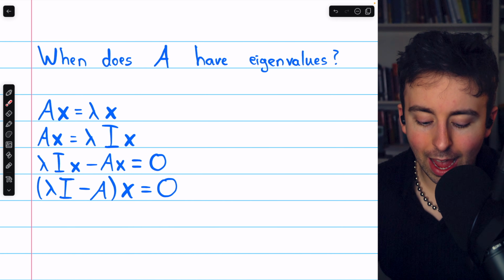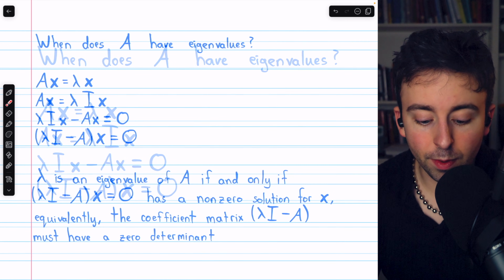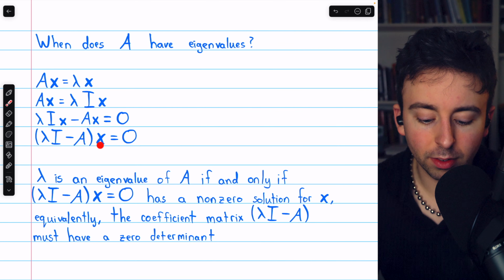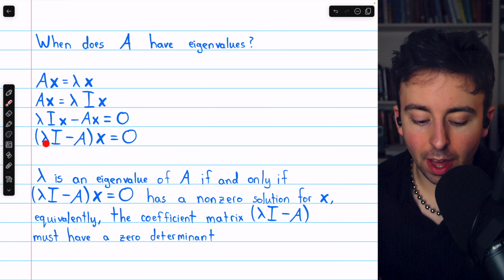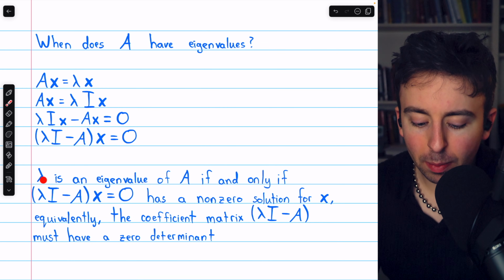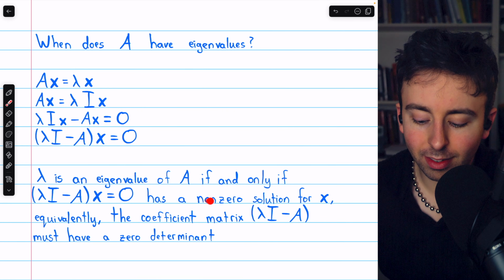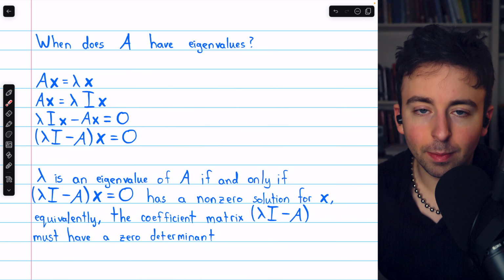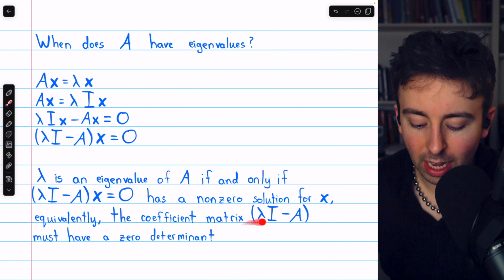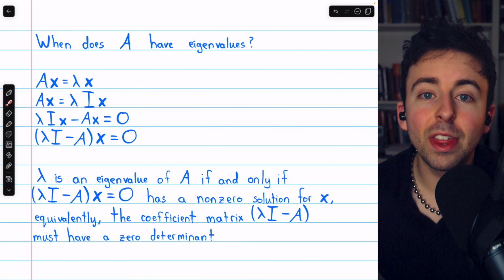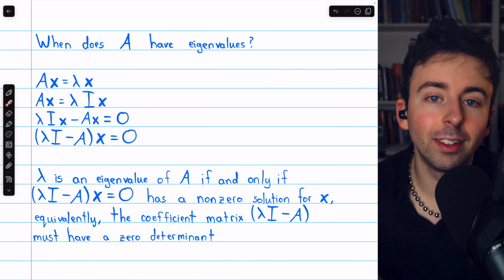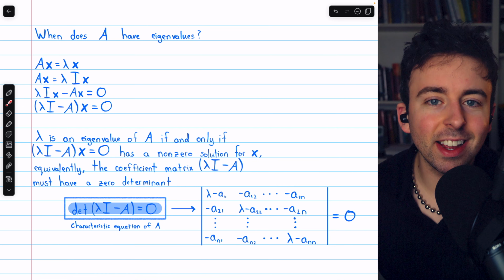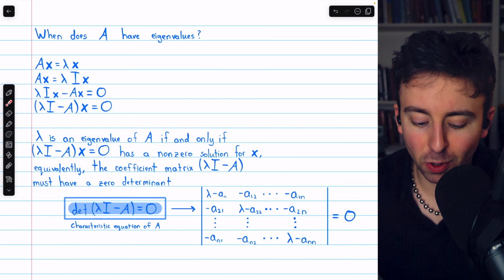Lambda times the identity minus A, times the vector x, equals 0. If this equation has a non-zero solution, so a non-zero x vector that would satisfy this, then that x would be an eigenvector, and thus lambda would be an eigenvalue. So lambda is an eigenvalue of A if and only if this equation has a non-zero solution for x. Equivalently, we've done this many times, the coefficient matrix would have to have a zero determinant. That would also mean that this homogeneous linear system has a non-trivial or non-zero solution. So go figure, this whole thing comes down to determinants.